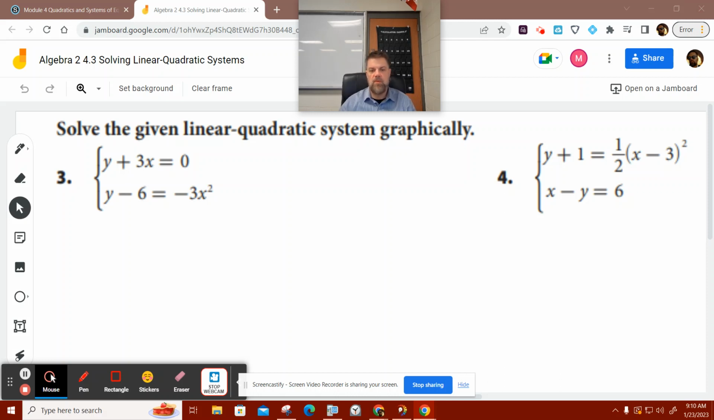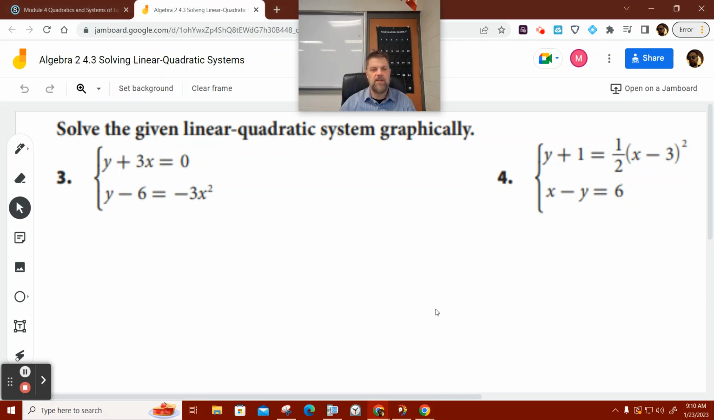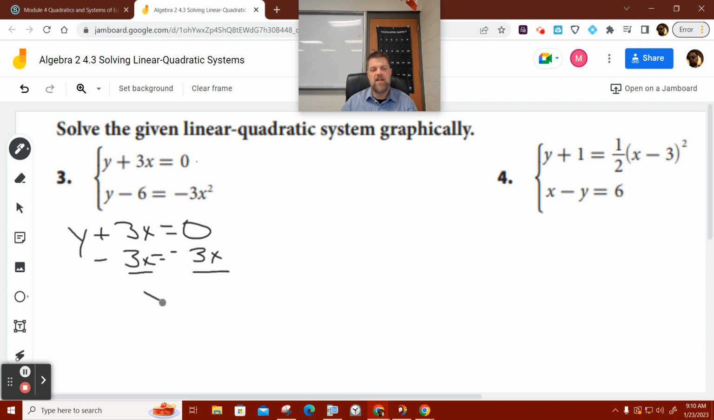All right, so we're asked to solve this linear/quadratic system graphically. But the problem is our calculators. I mean, obviously you could graph this by hand, but when you take the SAT, you have to do it quickly. So in order to do that, I've got to solve for y. So I'm going to say y plus 3x equals 0. To solve for y, I'm just going to subtract 3x from both sides. When I do that, I get y equals negative 3x.